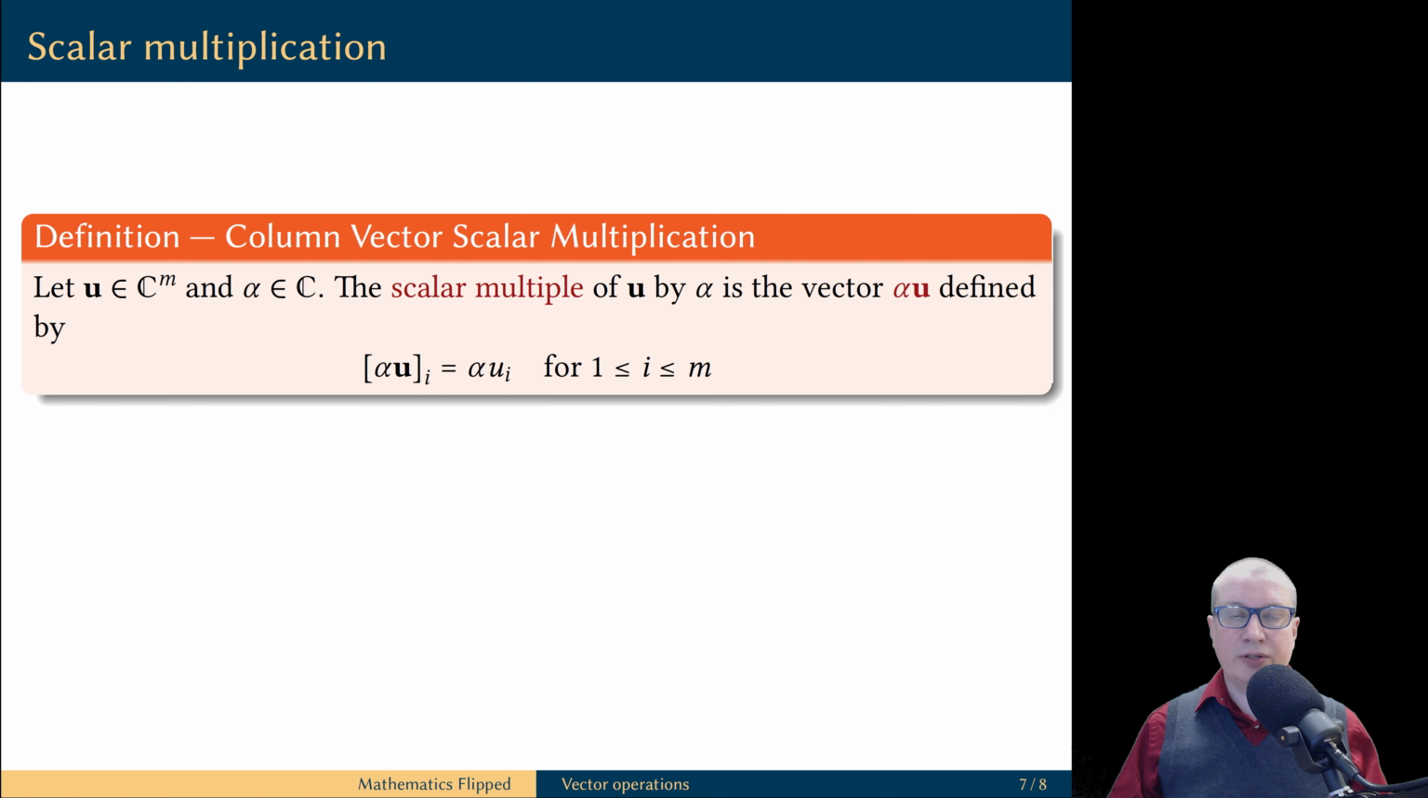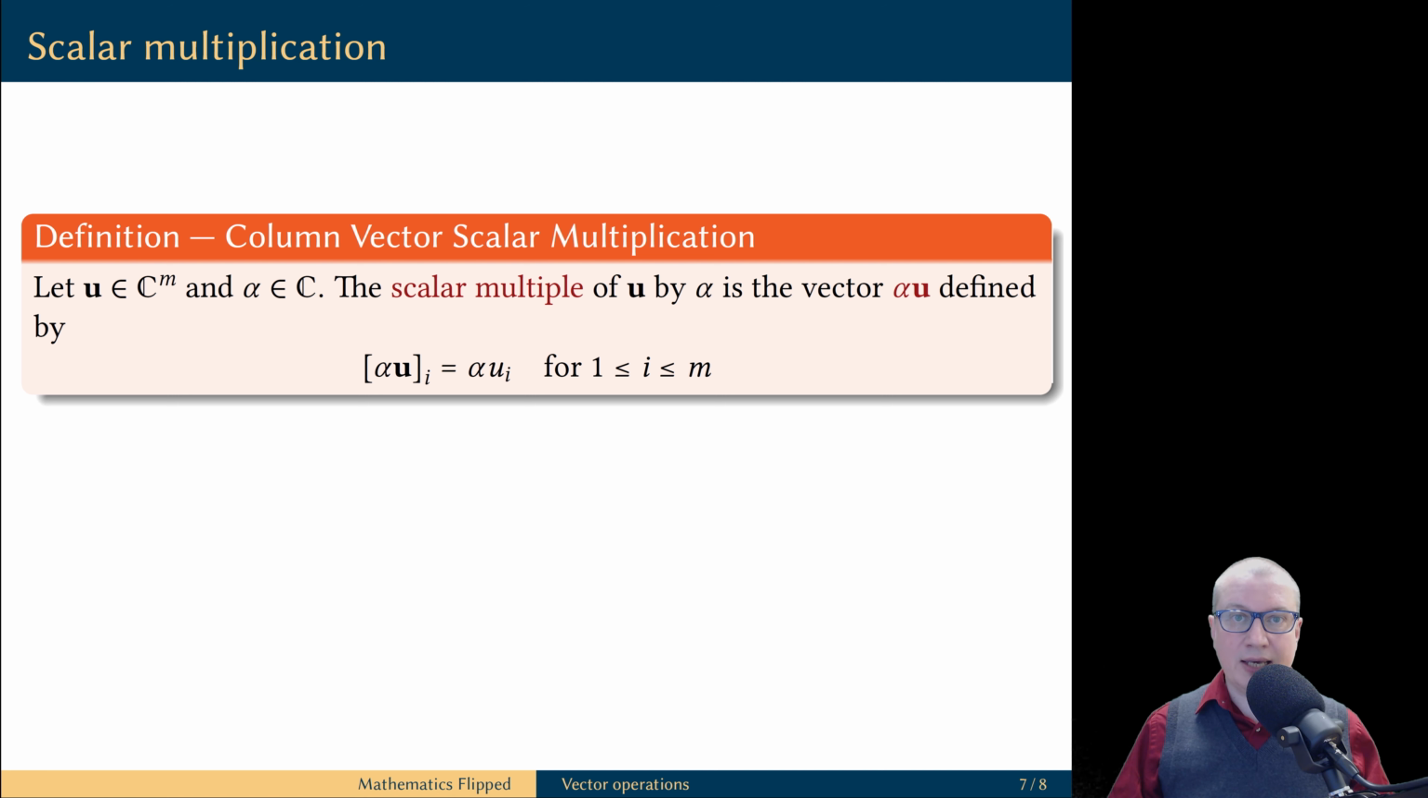The second operation we are going to define in this video is the operation of scalar multiplication of column vectors. Suppose we have a column vector u of size m and a scalar alpha. By scalar we usually mean a number. Then the scalar multiple of the vector u by the scalar alpha is a new column vector, which we denote by alpha u, which has the same size as the original vector, and it is defined as follows.